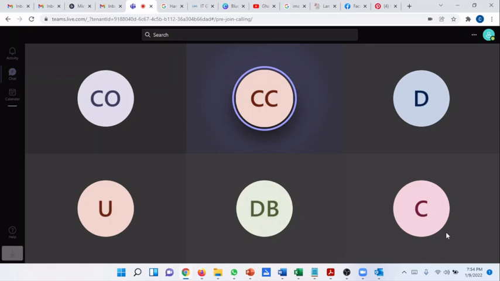So where the application controls or the software controls would come into the picture is: who are the people who have access to raise a purchase order, then who are the people who have access to approve the purchase order, and whether it is configured in the right way or not.